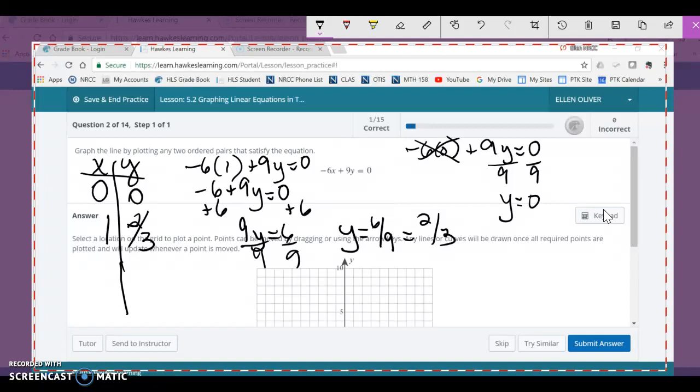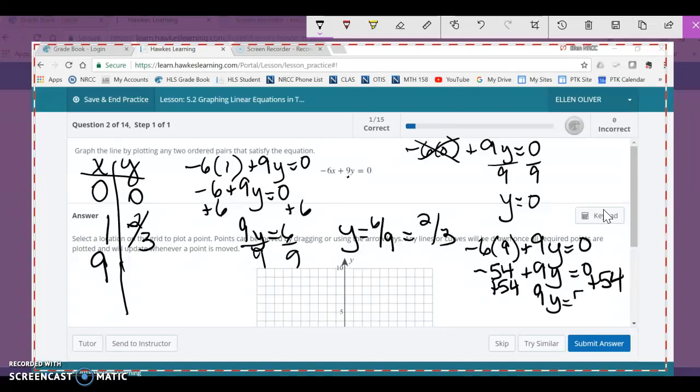So I'm actually going to go again. And this time for x, I'm going to pick the coefficient of y, to see if that helps me get a better number. So I'm going to pick 9 for x, okay? So I'm going to have negative 6 times 9 plus 9y equals 0. So negative 54 plus 9y equals 0. Add 54 to both sides.